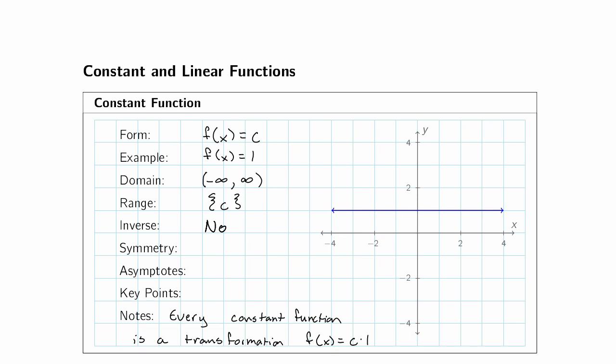It is, however, symmetric. If we replace x by negative x, well, there are no variables in the expression of this function, so nothing changes. This is an even function. It has no asymptotes, and typically we don't bother with key points when graphing something like this, since it is, after all, just a horizontal line. But if we need some, we can pick any x values we like and pair them with that constant, which gives us our horizontal line.